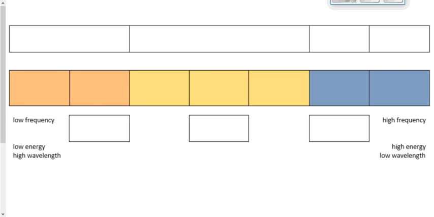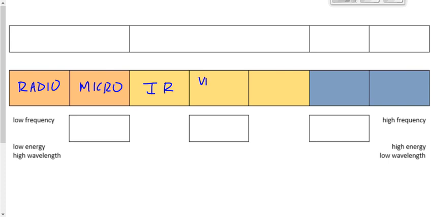Let's do this one. This will be our last slide of the day. This is just going to describe for us the different types of EMR. We already know the 7 types of EMR, right? Ranked in terms of increasing frequency. What was the first one again? Radio waves. What was the second one? Microwaves. Good. You guys are remembering this from the song. What's the third one? Infrared. Yeah. What was the fourth one?